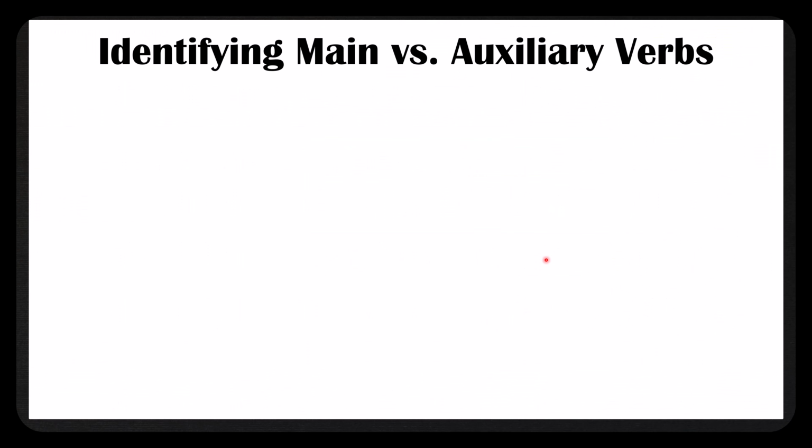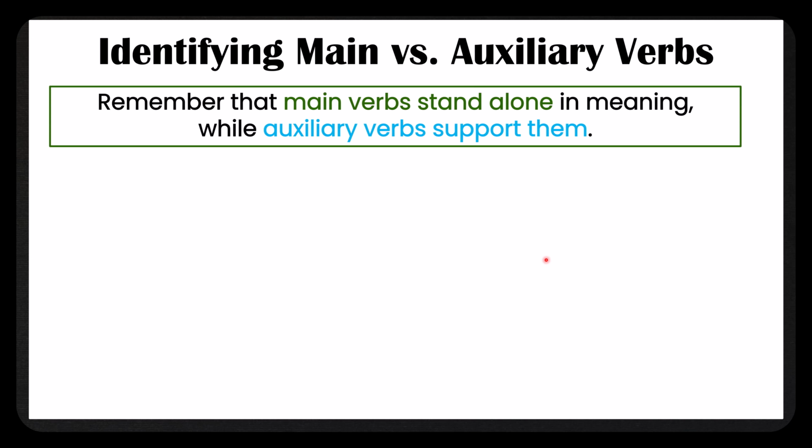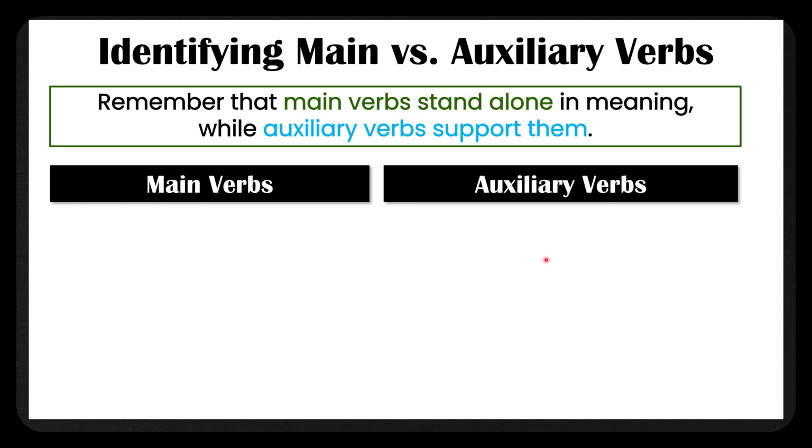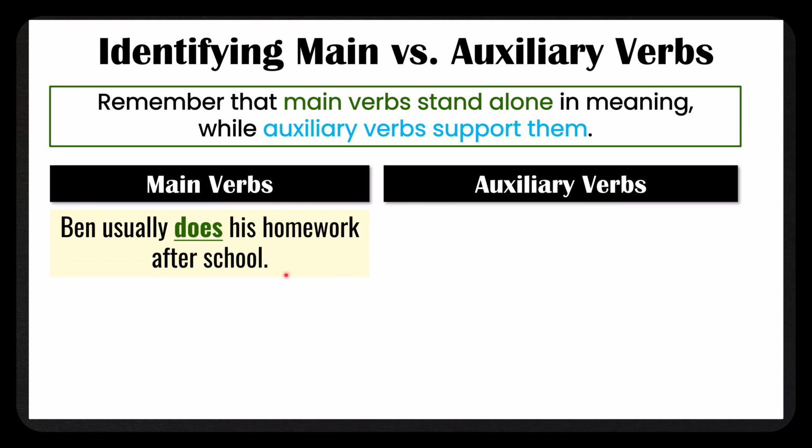So now let's talk about how we can identify a main verb versus an auxiliary verb, because sometimes it can be difficult. Remember that main verbs stand alone in meaning, while auxiliary verbs support them. We're going to do some comparisons of verbs that can be difficult. Let's look at this example.